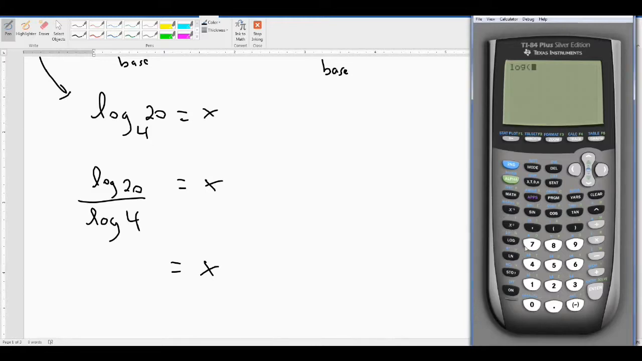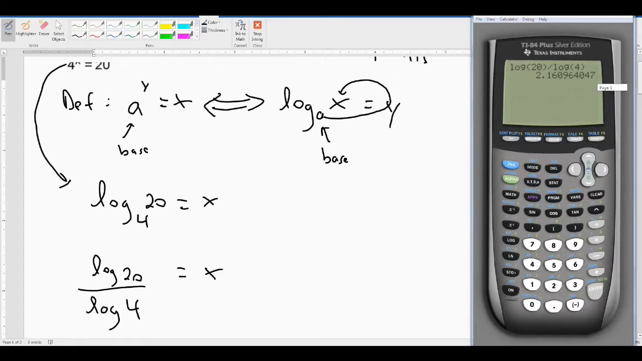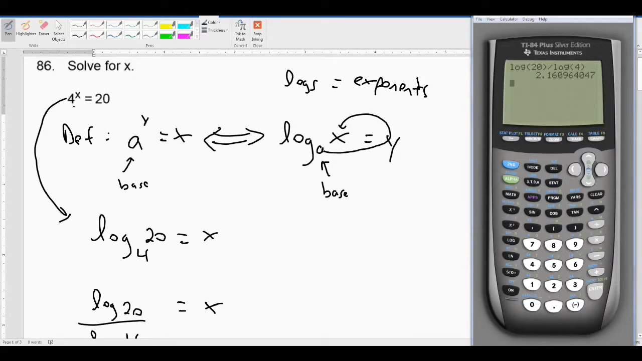If you want the approximation, type in log 20 and make sure you close the parentheses if you need to. Divide it by log 4, close, enter, and you get roughly 2.16. And that makes sense. I'll tell you why. Because 4 squared is 16 and 4 to the third is 64. So the answer will be a little bit bigger than 2, which it is.